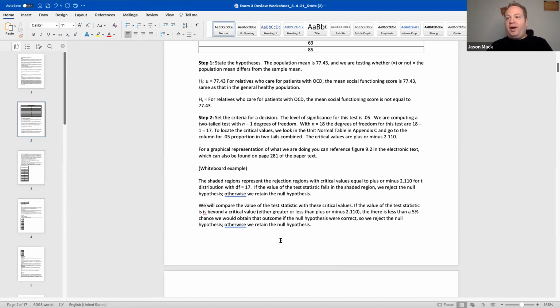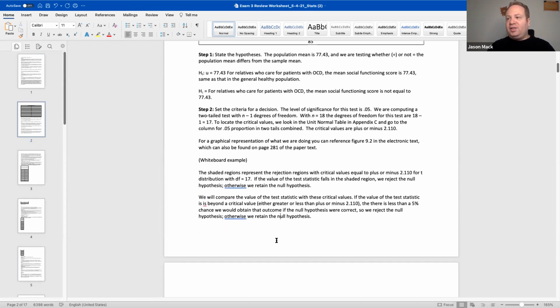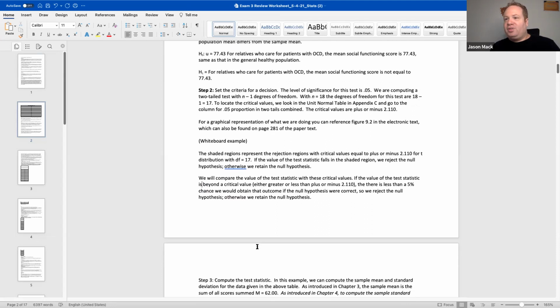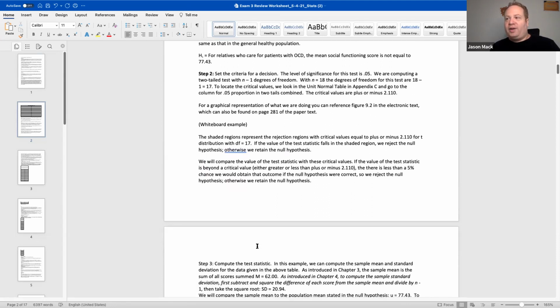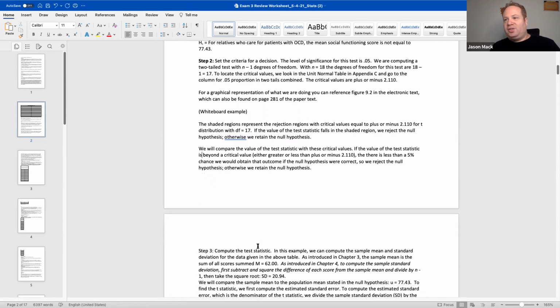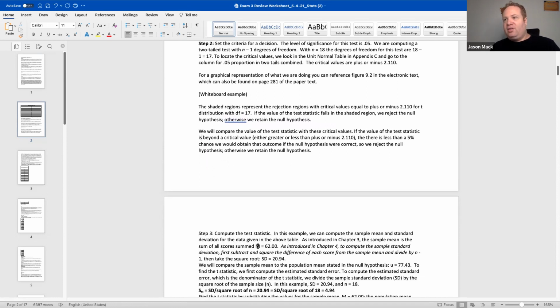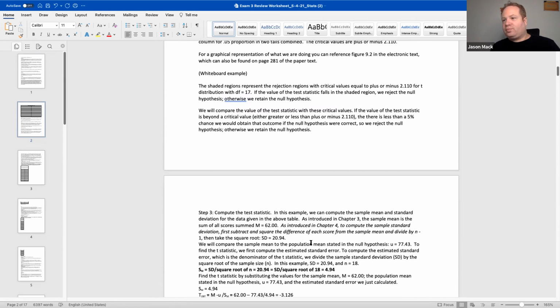We will compare the value of the test statistic with these critical values. If the value of the test statistic is beyond a critical value, either greater or less than plus or minus 2.110, there is less than a 5% chance we would obtain that outcome if the null hypothesis were correct. So we'll reject the null hypothesis, otherwise we retain the null hypothesis.